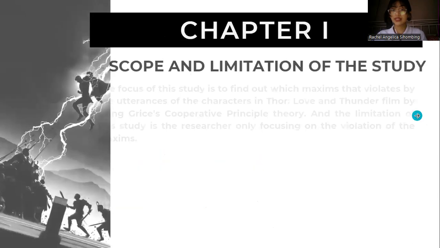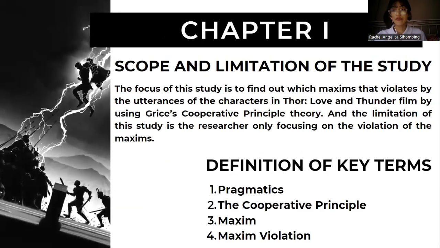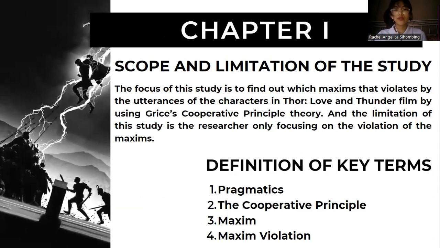That is the significance. Next is the scope and limitation of the study. The focus of this study is to find out which maxims are violated by the utterances of the characters in Love and Thunder film by using Grice's cooperative principle theory. And there are also limitations in this research. The limitation of this study is that the researcher is only focusing on the violation of the maxim, not opting out, not flouting the maxim, but only focusing on the violation of the maxim.